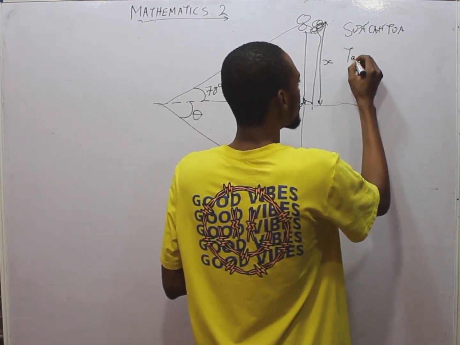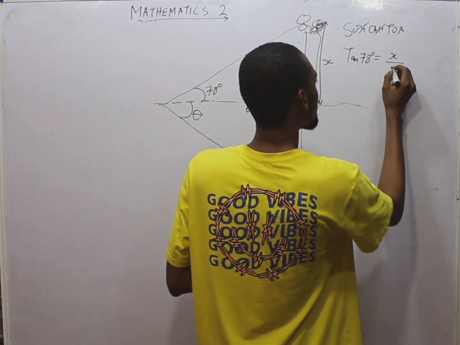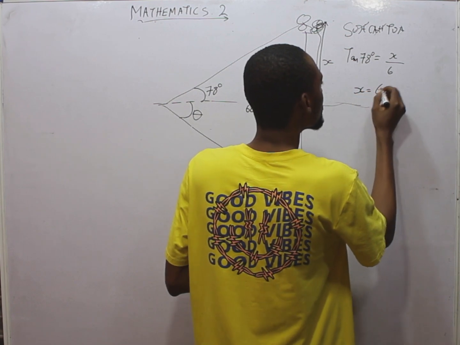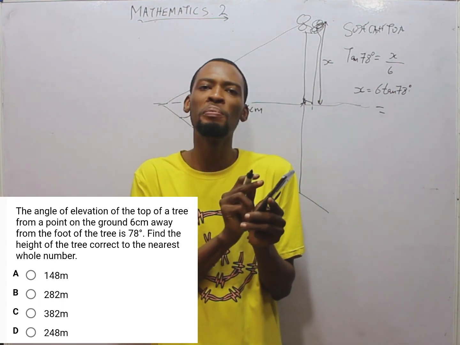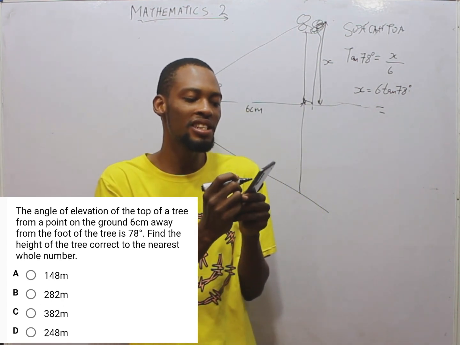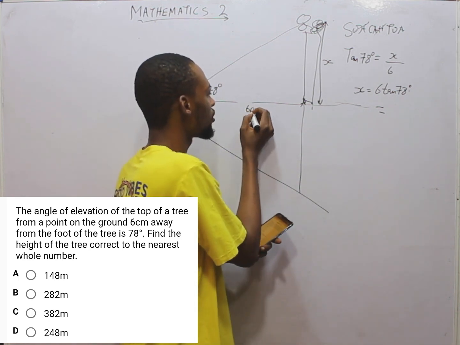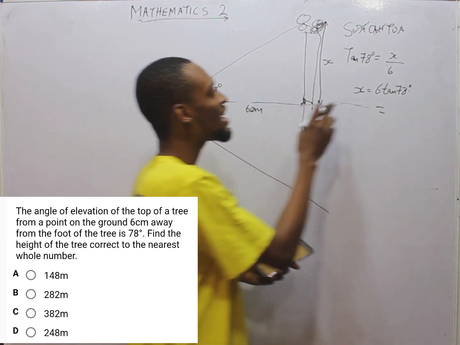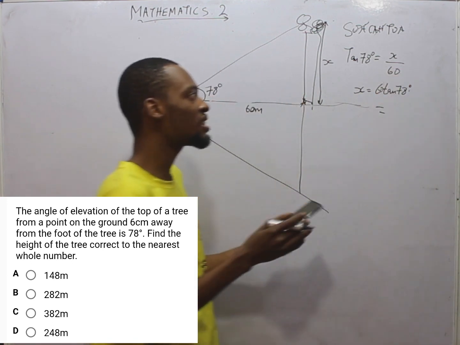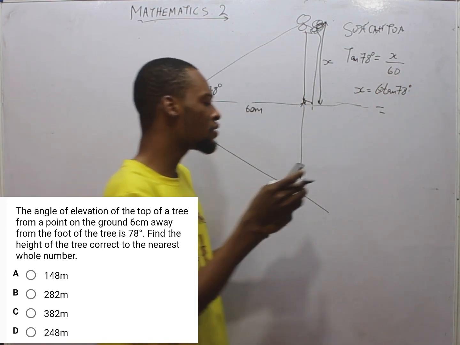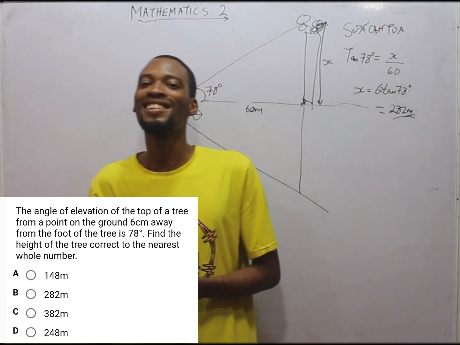Therefore, tan theta, which is tan 78 degrees, is equal to opposite S over 6. S is simply 6 tan 78 degrees. Since they are all in meters, it simply means this is 60 meters, not 60 centimeters. So the distance is simply 60 meters, not centimeters. So S is equal to 60 times tan 78 degrees. So here is 60. That is the only correction. So that should simply give you 282 meters. So this is the correct answer.